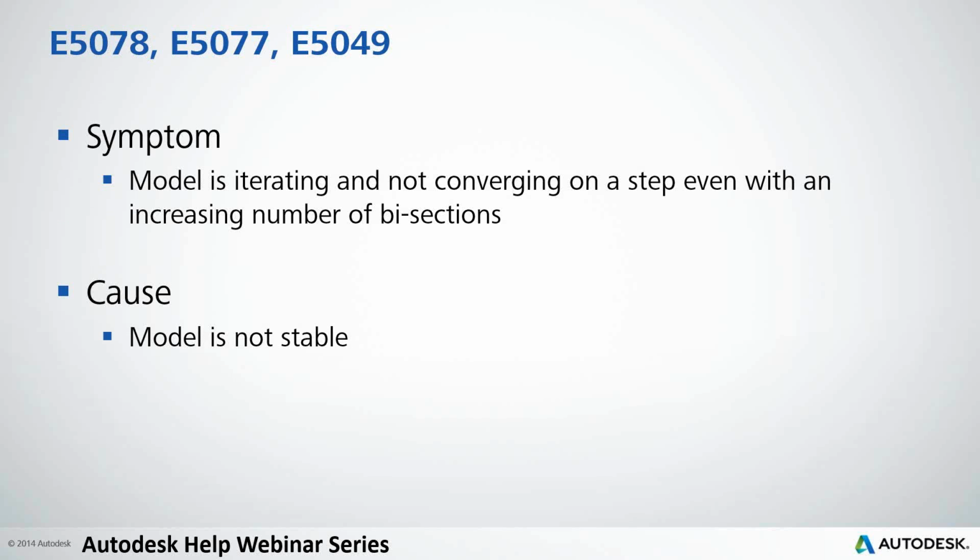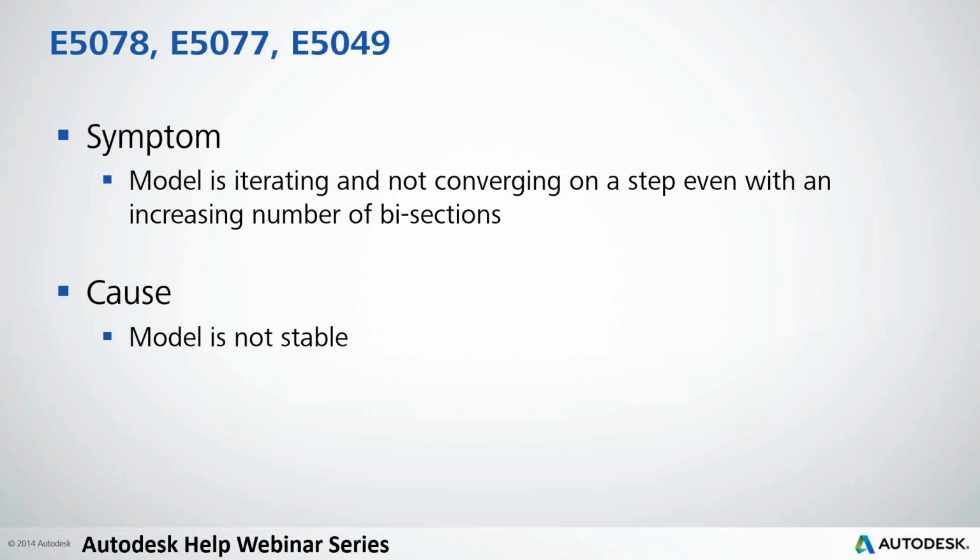And finally, you're going to get E5078, E5077, E5049. So you'll see a lot of these warnings and error messages. You've got your model and it's iterating, it's bisecting, but it's never really converging on a solution. And this just means your model's not stable, it's not properly tied down, there's something going on there. Eventually it's going to get to the max number of iterations and bisections, and it's going to throw a fatal error saying max number of bisections reached, and then the model's going to fail.